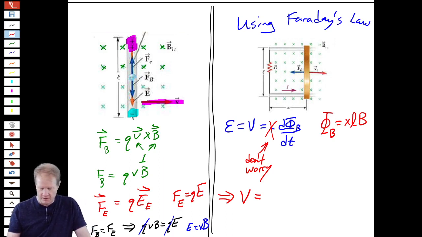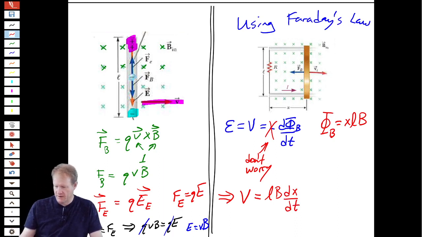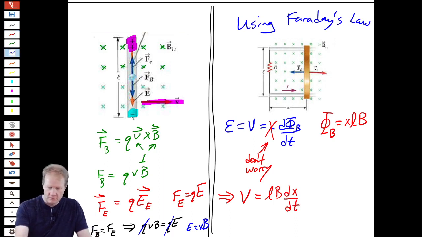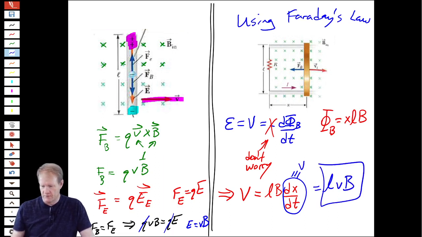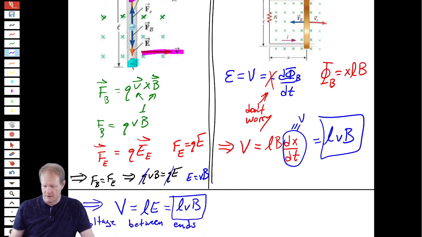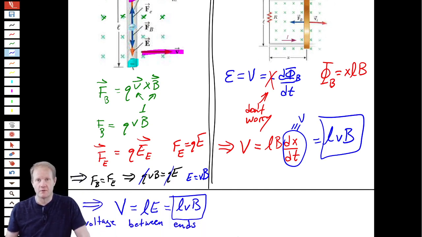That's going to be the time derivative. So we've got a constant L, constant B field, but X is changing. So I'll put the time derivative on that. Everything else can come out of the time derivative. And of course, a good name for dx/dt would be velocity. So there we have it, B times L times v. There's our voltage according to Faraday's law, and that looks like what we concluded the other way.